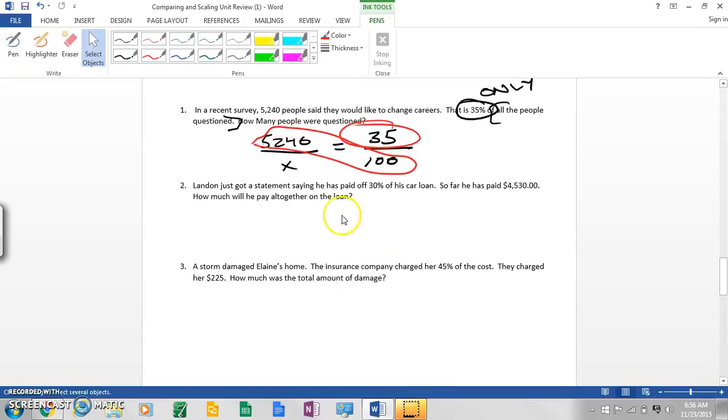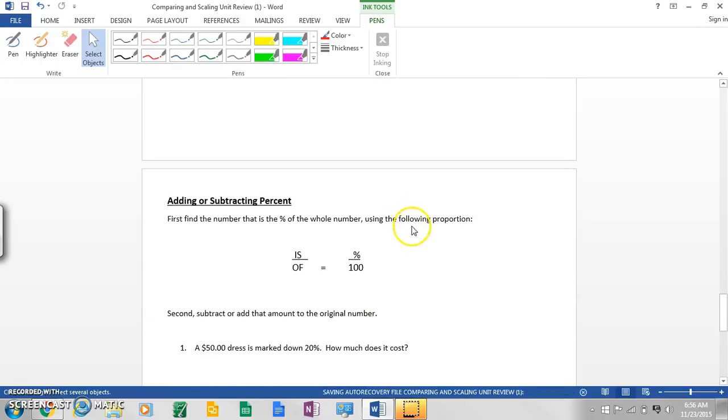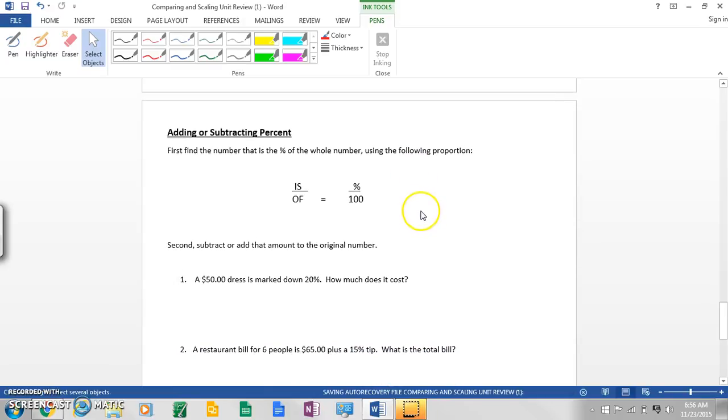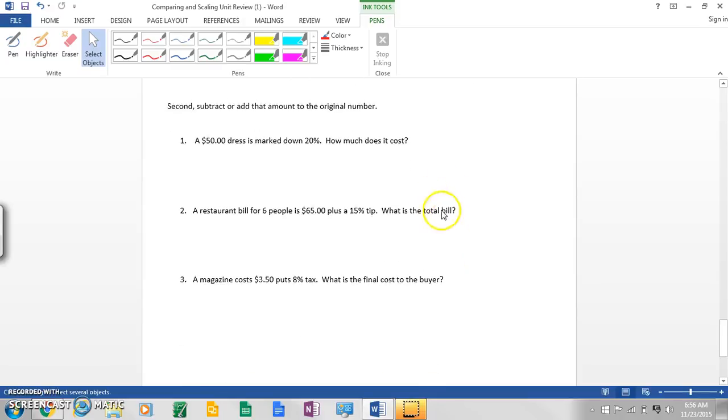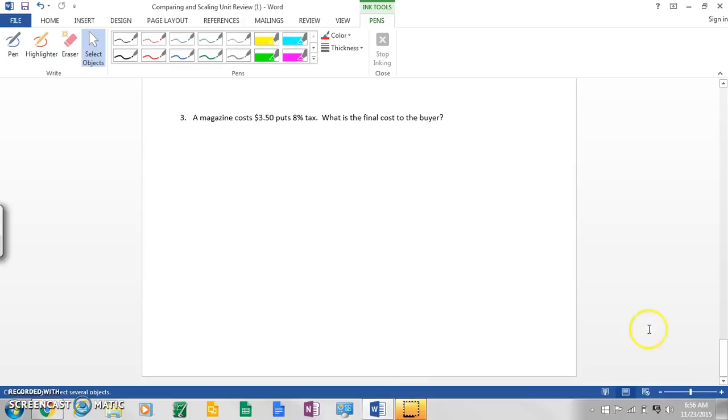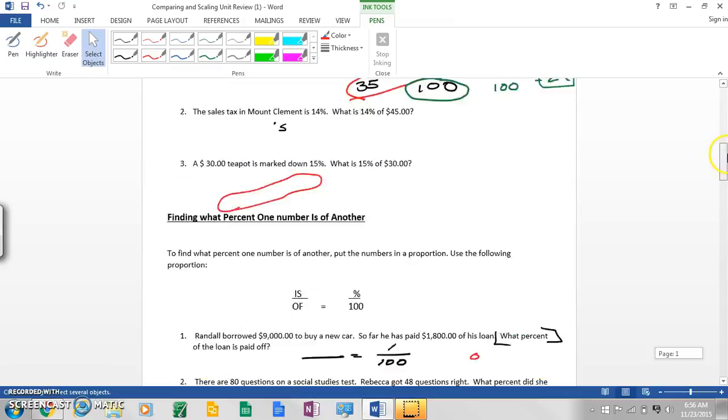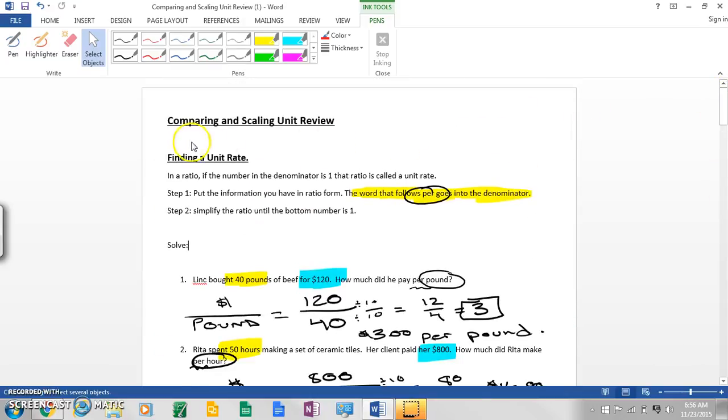Looking through 1, 2, and 3 are very similar to this. We're not going to have time to go through adding and subtracting a percent, but what I would do is I would refer you back to the lesson activities that you worked on in class to get an idea of this. That was the Comparing the Stallion Unit Review. Hopefully that helped.